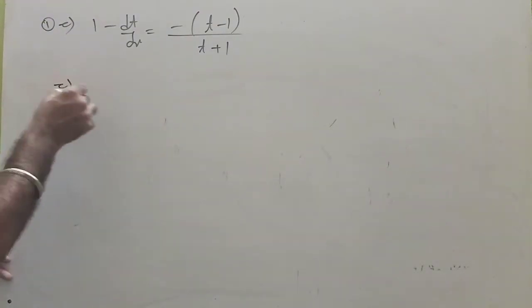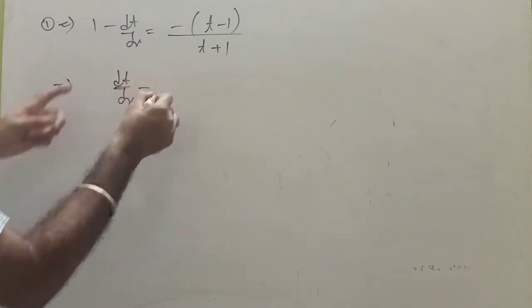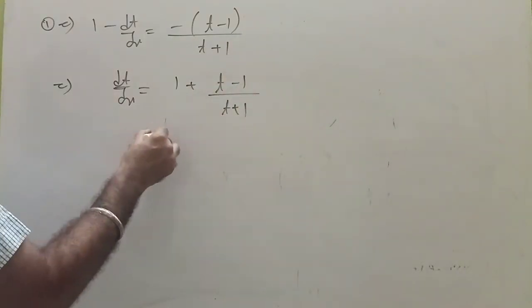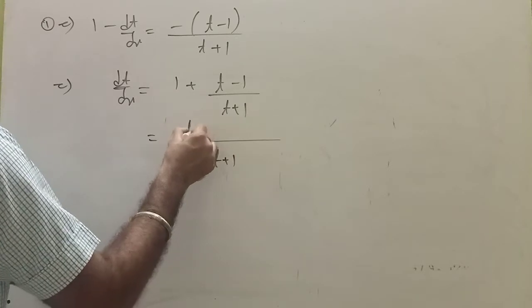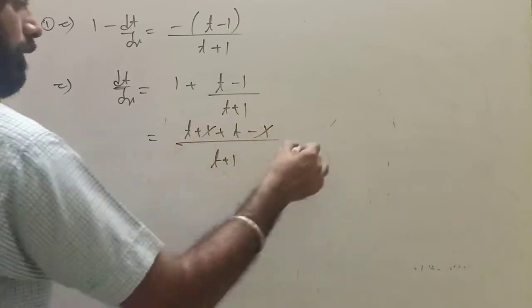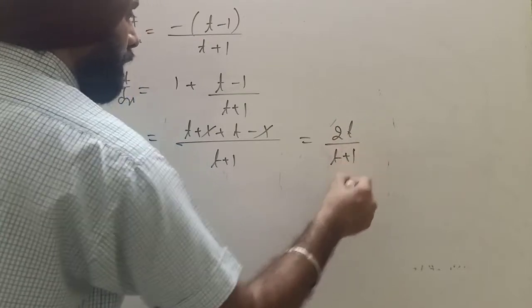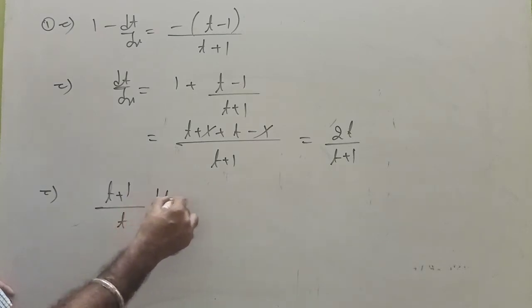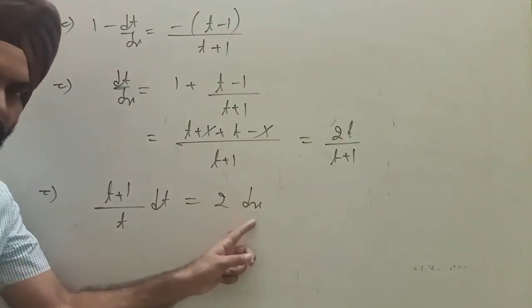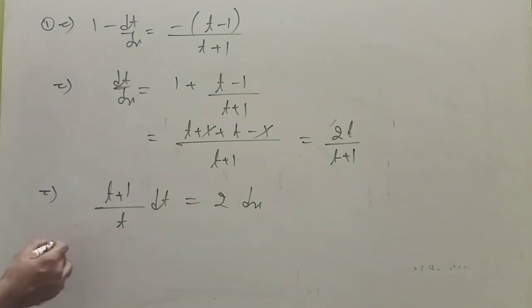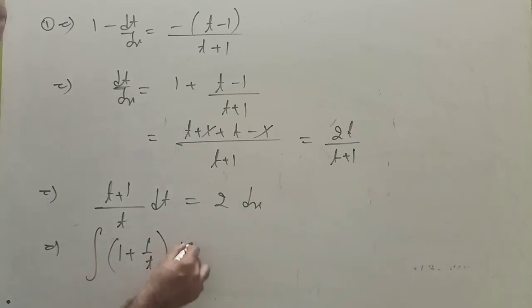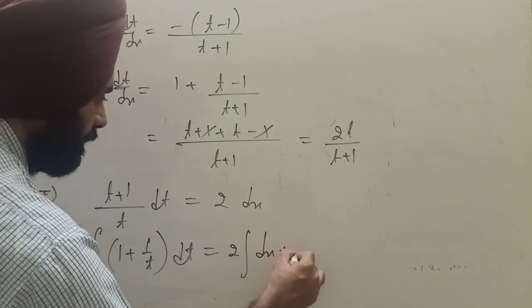So first of all, dt by dx gets positive in the right hand side, and this is 1 plus t minus 1 over t plus 1. Then take LCM, t plus 1 plus t minus 1. So this is 2t by t plus 1. Then separate the variables, cross multiplying. t plus 1 over t dt is equal to 2 dx. 2 can be in the right hand side or in the left hand side, this is your option. Now integrating both sides and separating this, 1 plus 1 by t dt is equal to 2 integral dx plus c.